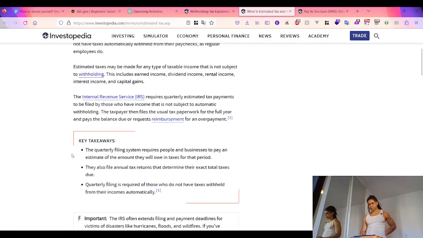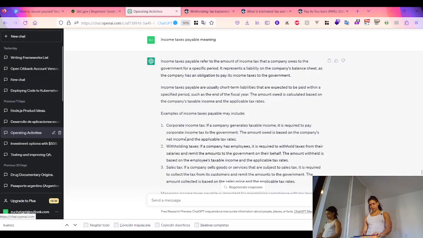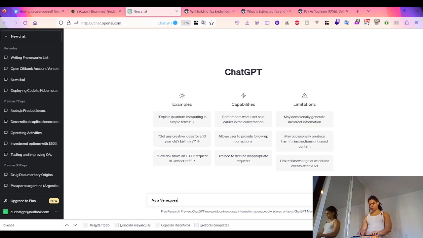Funny thing is, as a new chat, as a Venezuelan independent contractor providing web services to a U.S. company, is required to pay estimated taxes.